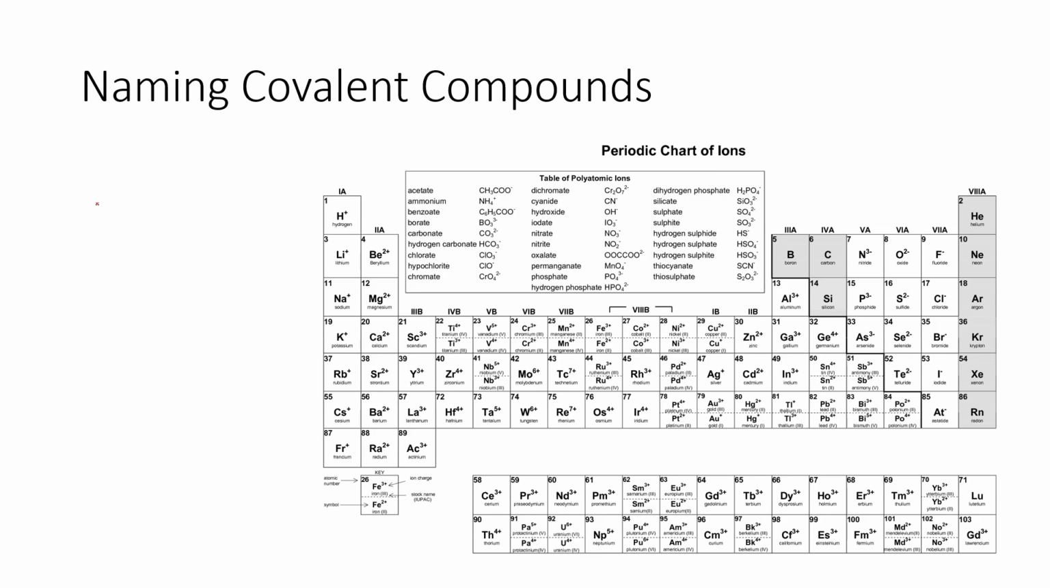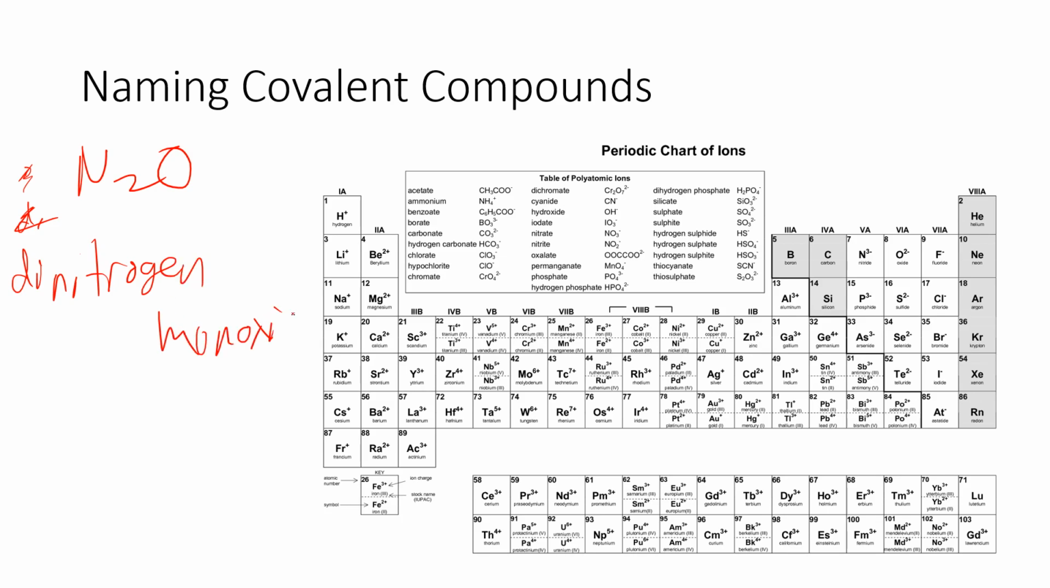Well, to name covalent compounds, it's actually really easy. You look at the first element. So let's say I have N2O. Okay, so we would name this as dinitrogen monoxide. Okay, one thing to note, you are naming a covalent compound when both of these are nonmetals.